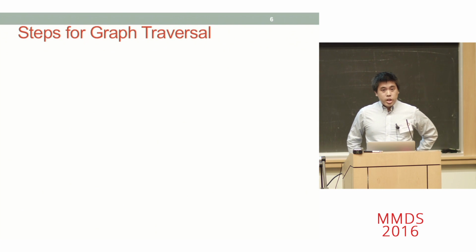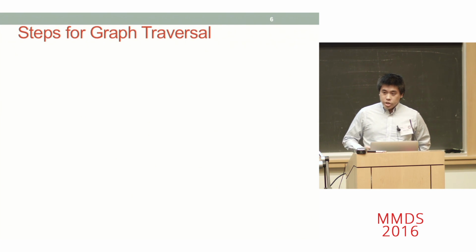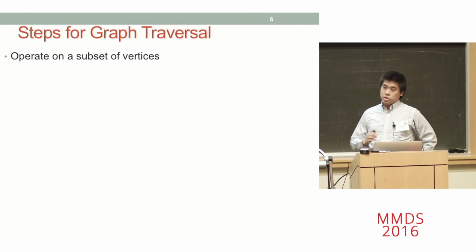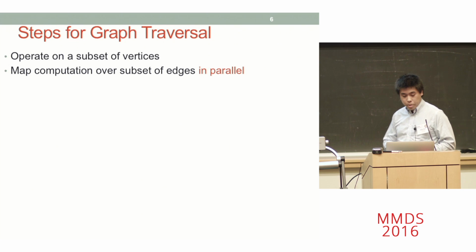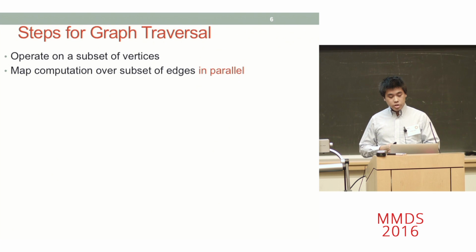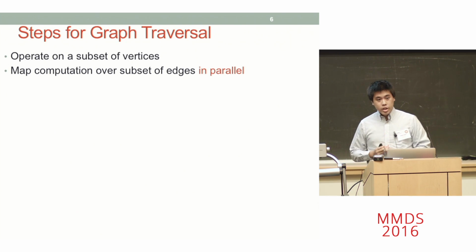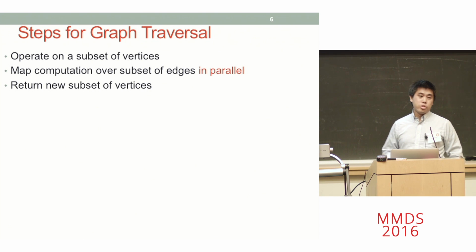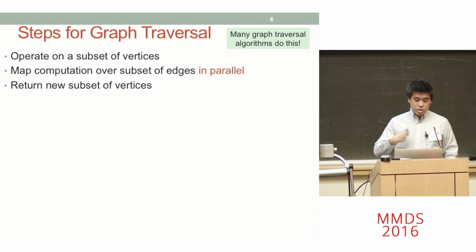So what we did was we took a step back and we looked at what this breadth-first search algorithm was doing at a higher level. So at a high level, on each iteration, it consists of 3 steps. First, it's operating on a subset of vertices. This is the set of active vertices that I showed earlier. Then it's mapping some computation over a subset of edges in parallel. So for BFS, this subset of edges would be the outgoing edges of the active vertices. And the computation that we map basically is we just say that we're going to explore the unexplored neighbor. We're going to mark the neighbor as explored. Finally, it returns a new subset of vertices that we can use on the next iteration as we continue doing our breadth-first search. So breadth-first search just repeatedly applies these 3 steps until convergence.